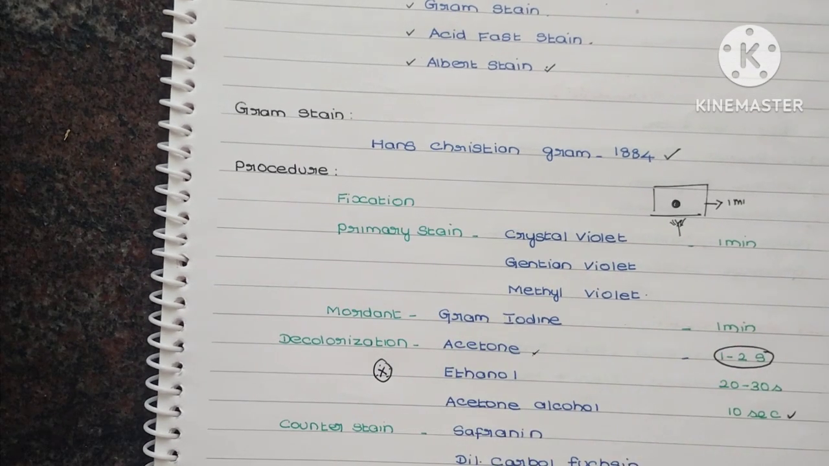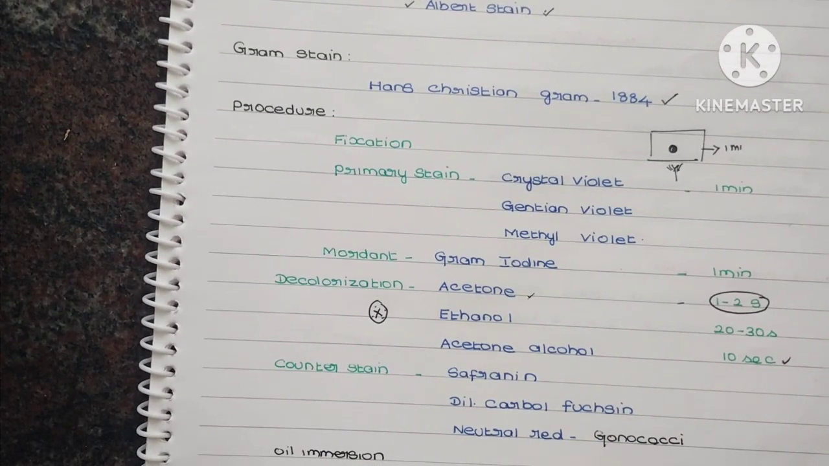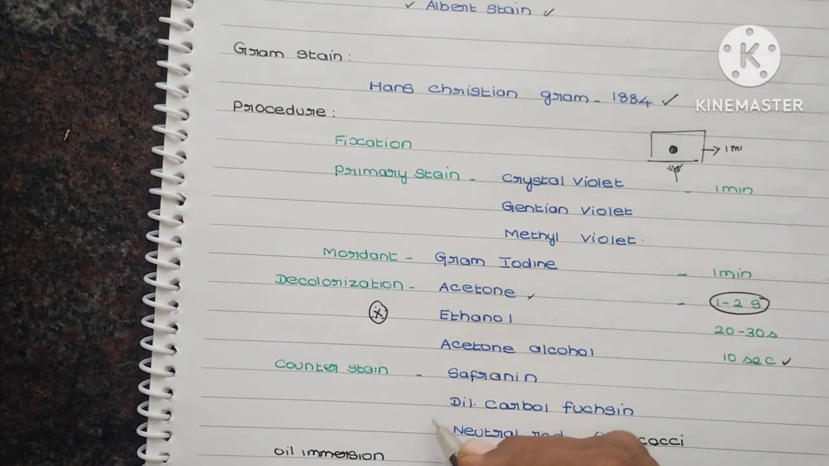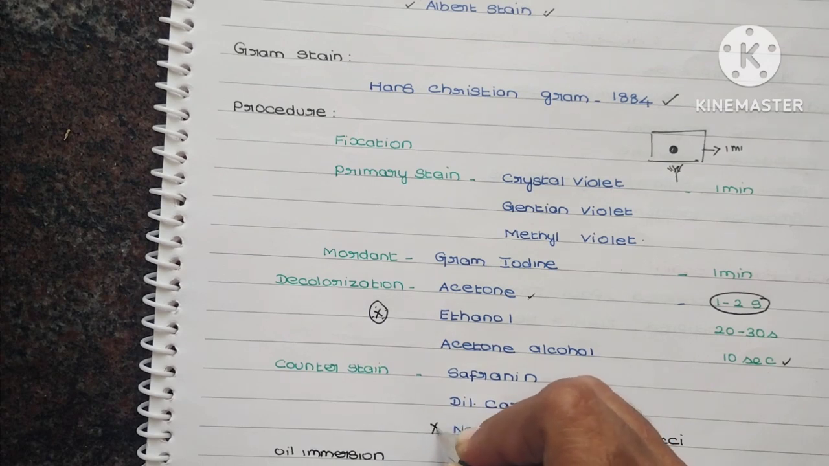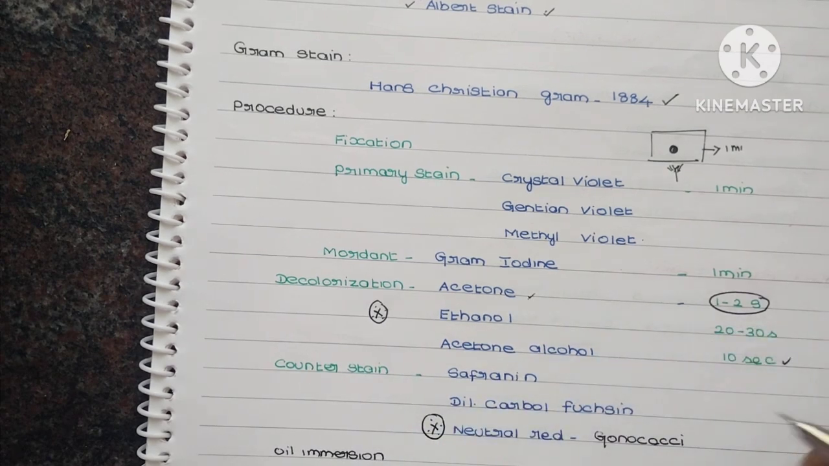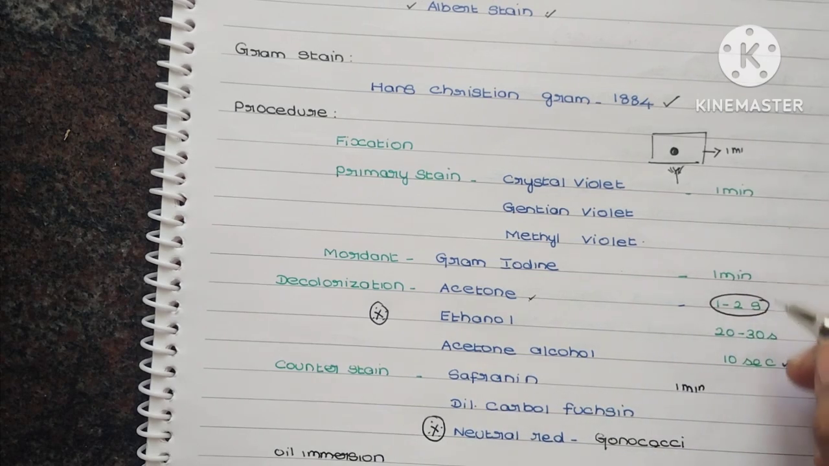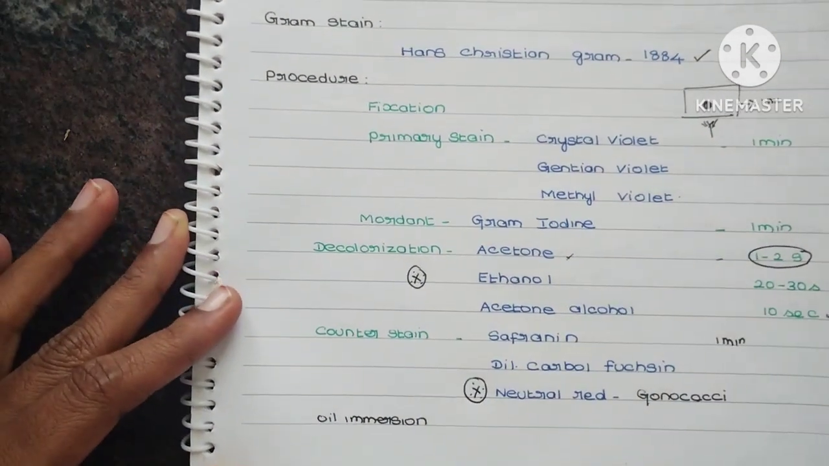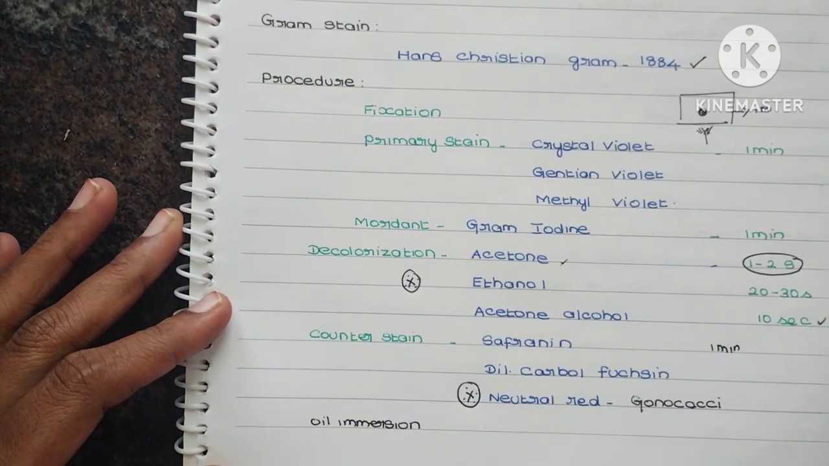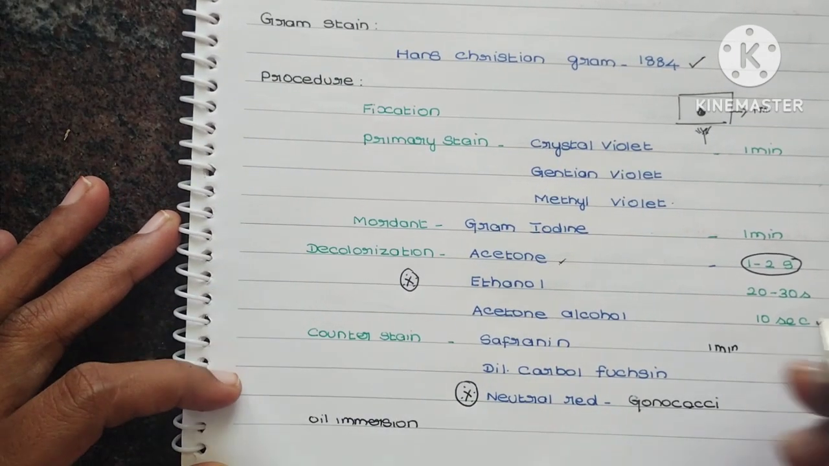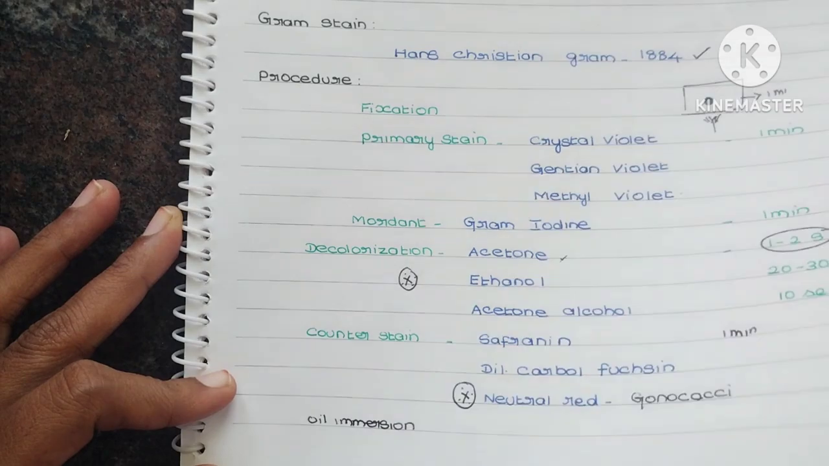And next you will be adding the counterstain, which can be safranin, dilute carbol fuchsin, or neutral red. Neutral red is mainly for gonococci, and again this was a previous year question. Again here the time is 1 minute. So everything here is 1 minute except the decolorization, which is about 1 to 2 seconds. So now, the gram positive organisms usually appear in violet color and gram negative will appear pink.